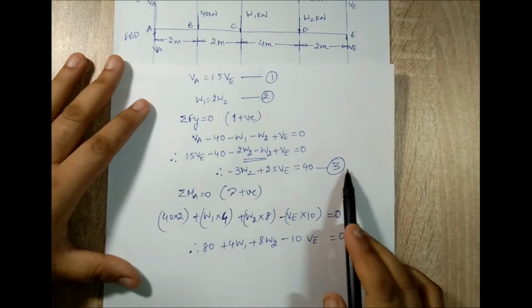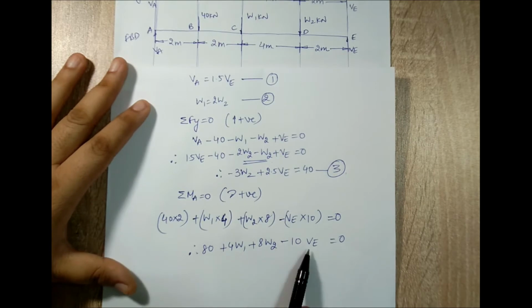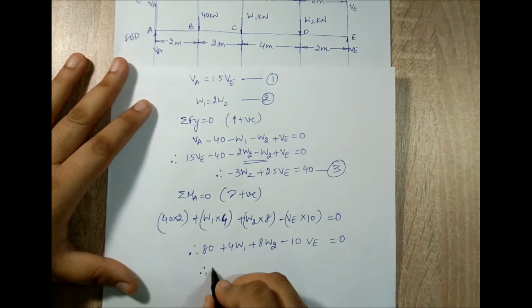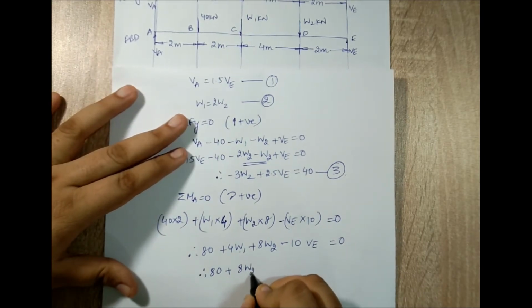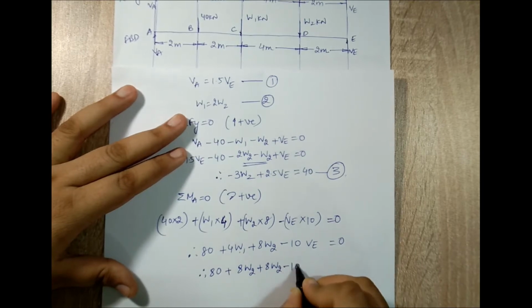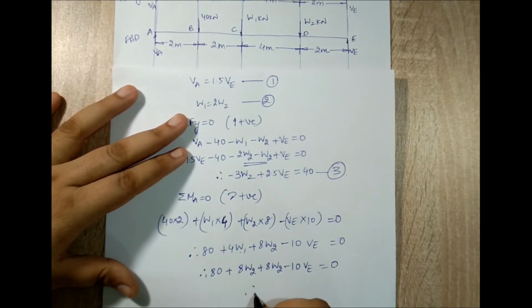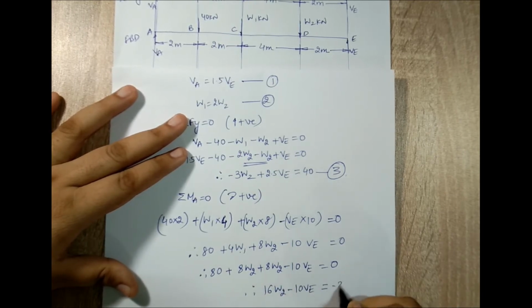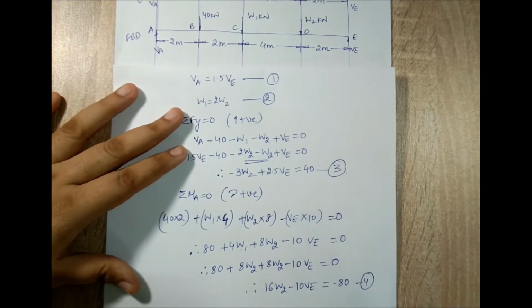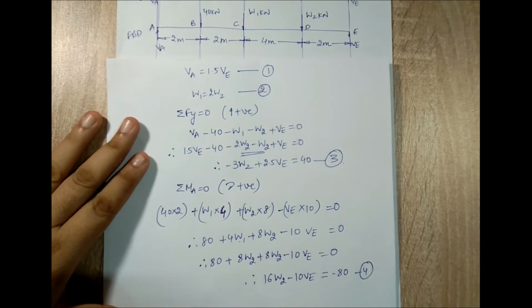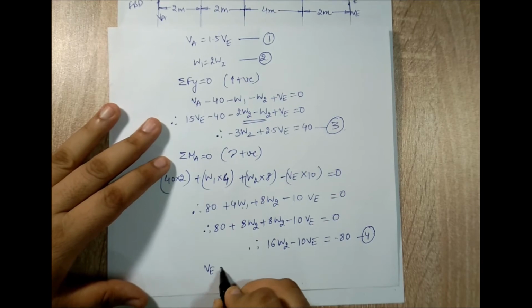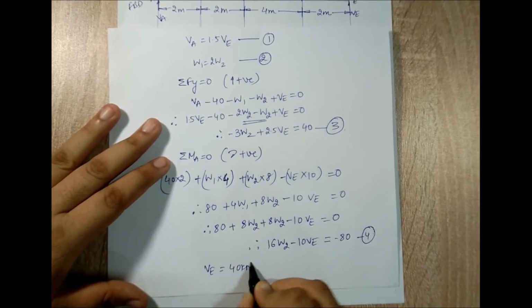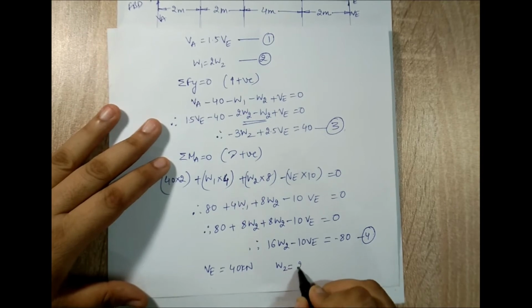Now if you observe here I have W2 and VE. So here also I'll leave in the terms of W2 and VE. So here I'll have 80 plus W1 is twice W2, so I'll have 8W2 here plus 8W2 minus 10VE is equal to 0. So I'll have 16W2 minus 10VE is equal to minus 80. This will be my equation number 4. When I solve equation 3 and 4, I'll get the value of VE and W2. So when I solve these two, I get VE as 40 kilonewton and I get W2 as 20 kilonewton.